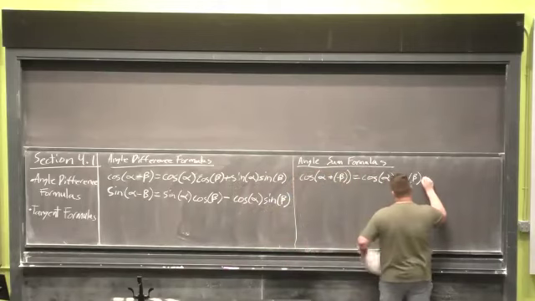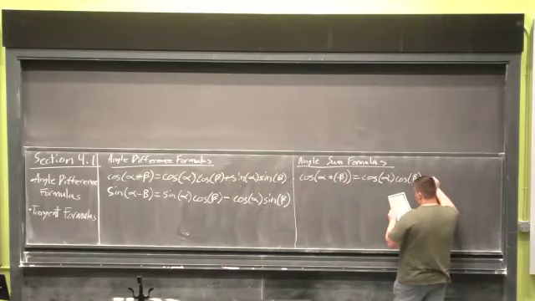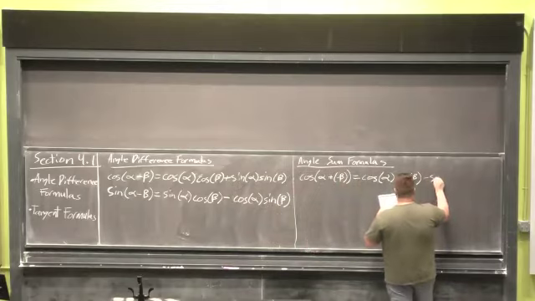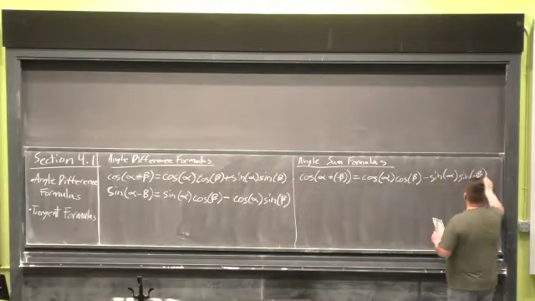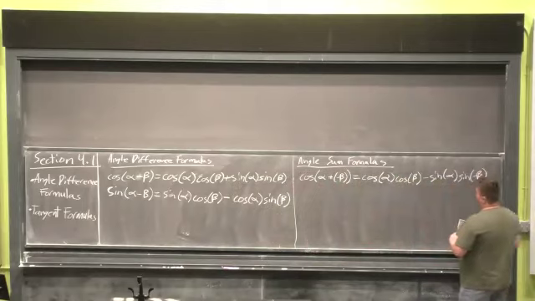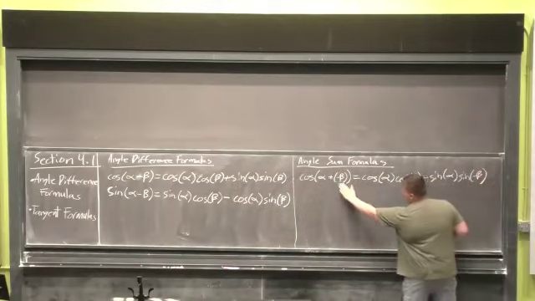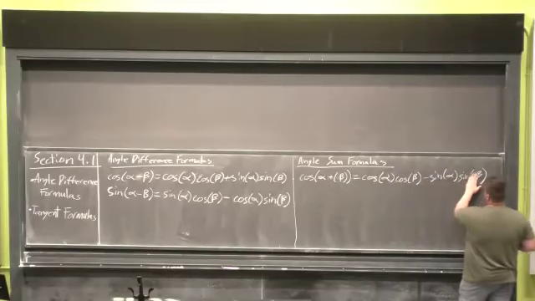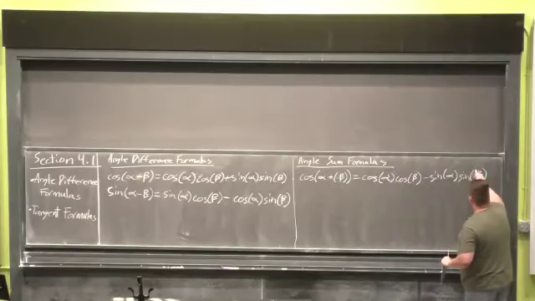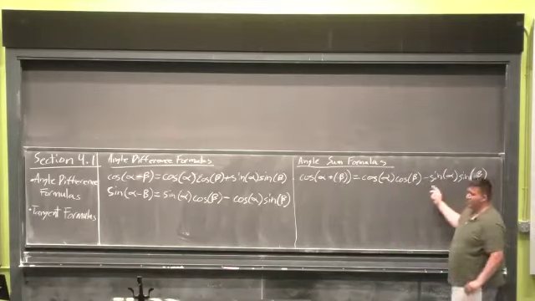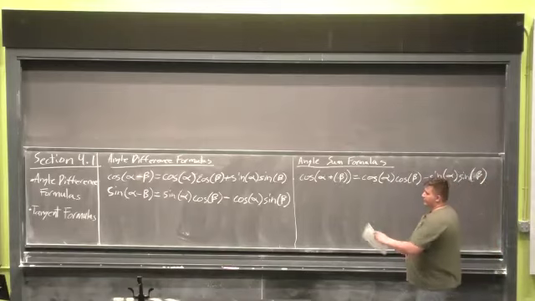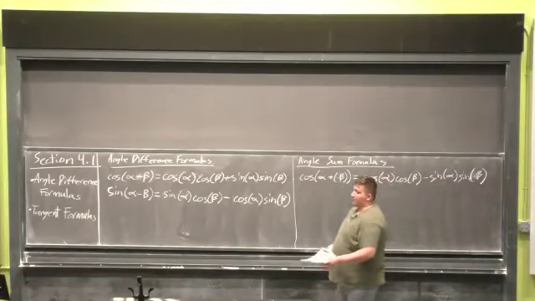So I have negative sine of alpha times sine of negative beta. Now I put negative beta here because it's negative, but if I take out this negative, I take out this negative, and now we have the angle sum formula. So you can think of this as just the angle difference formula, but with the negative beta.